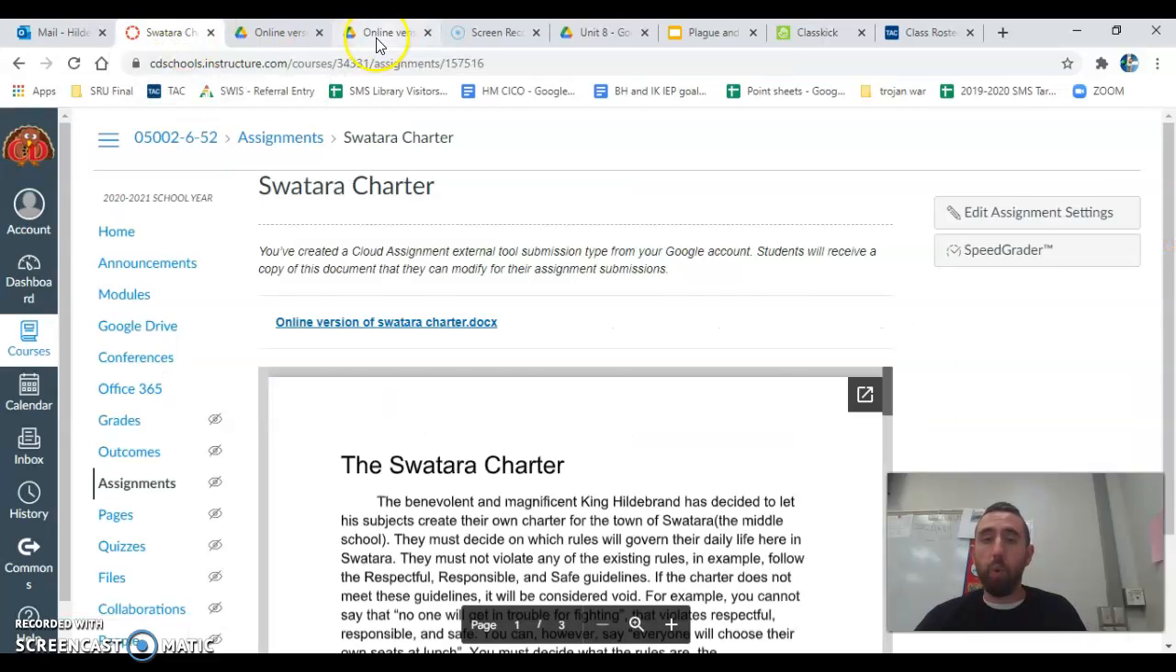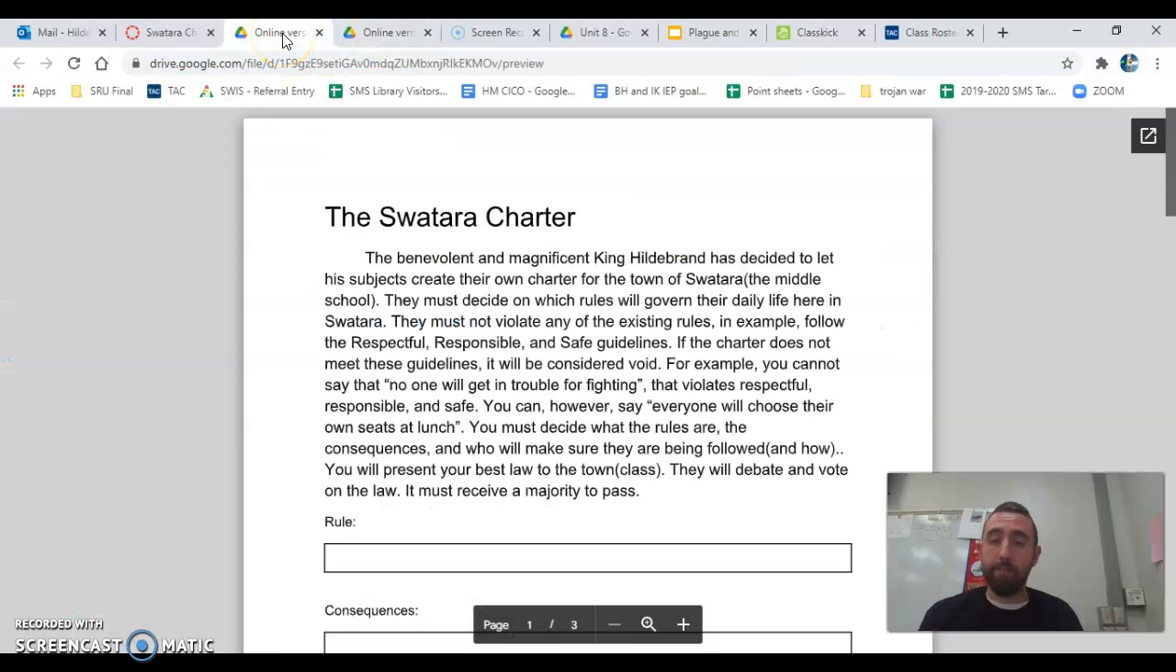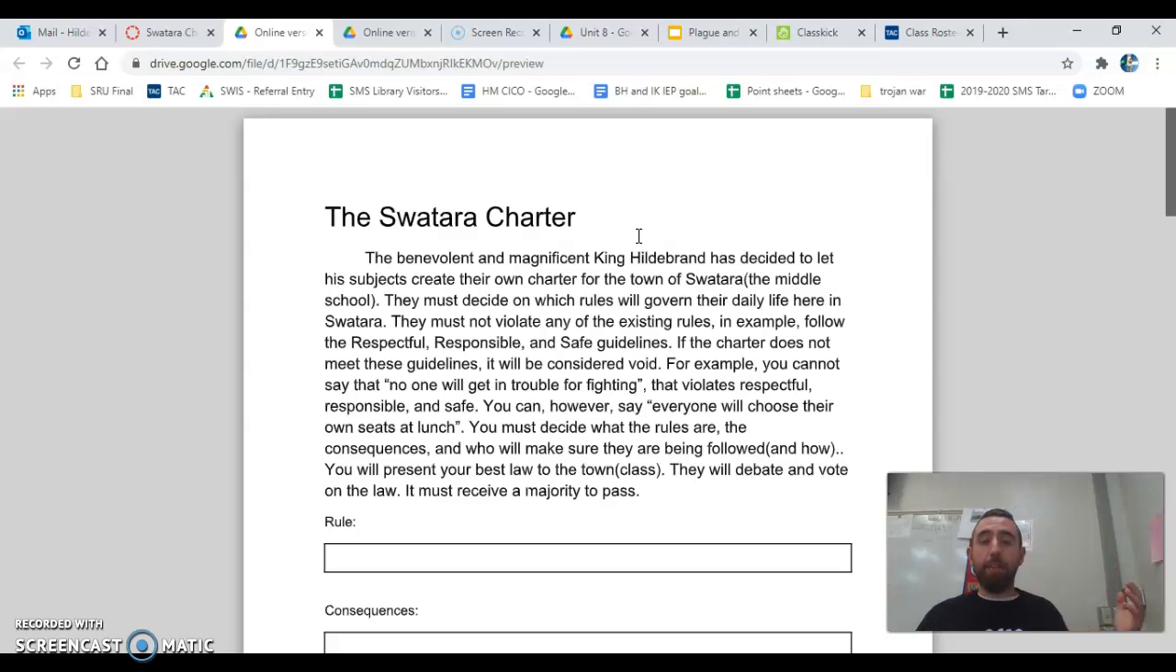For those of you who like to be a little more creative, like to come up with your own ideas, I came up with this charter called the Swedera Charter, where we're pretending that benevolent and magnificent King Hildebrand, that's me, has decided to grant you and has agreed to give these students, the town of Swedera, its own charter. Meaning that the townspeople, the students, can come up with their own laws, own regulations. Now, it can't violate any existing laws.